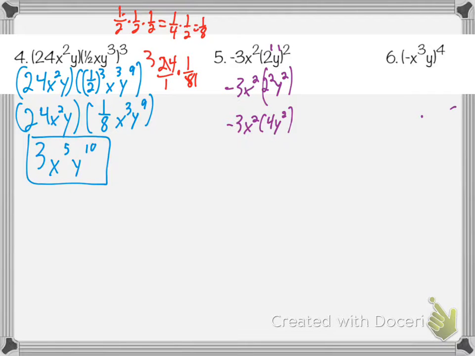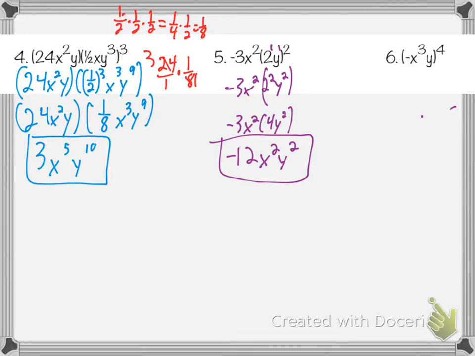So what does this end up being? Whitney, what are you thinking? What's negative 3 times 4? Negative 12. And how many x's do we end up with? Does it stay x squared or does it change? It does stay x squared. And then what about y? It stays the same, y to the second. So we have negative 12 x squared y squared.